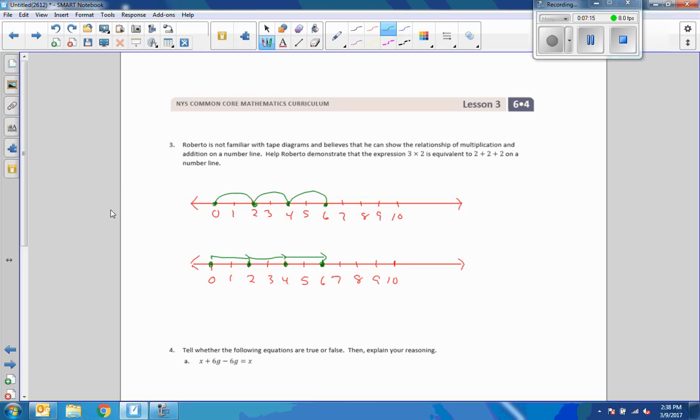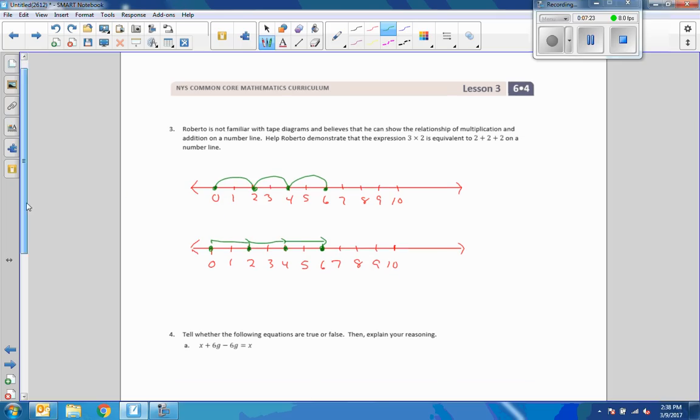Since both number lines start at 0 and end at 6, the expressions are equal. Same starting point, same finishing point, expressions are equal. It's basically what that means.